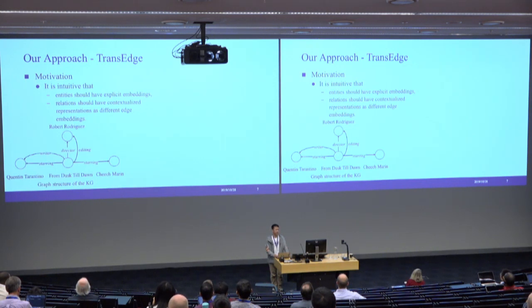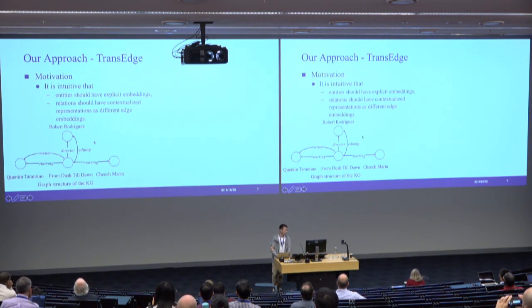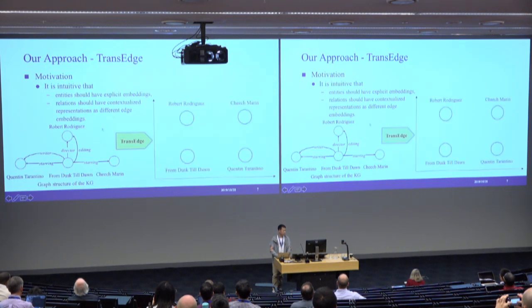Here we will see our approach, TransEdge. This figure is the graph structure of the KG. Here we can see that entities have explicit embeddings. That is to say, each entity has a fixed point in the vector space.